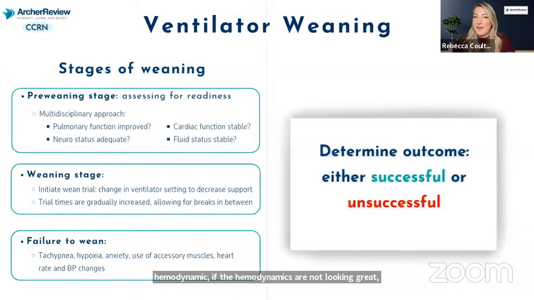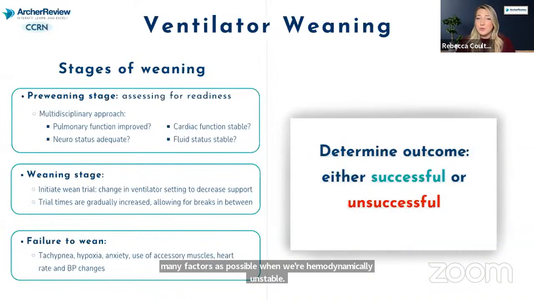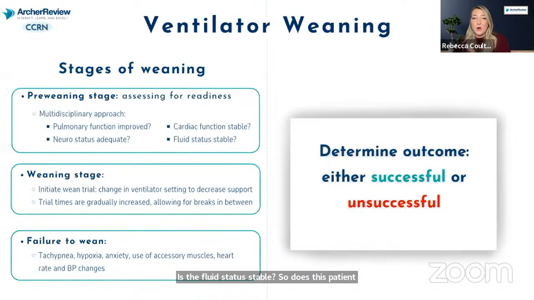We want to control as many factors as possible when we're hemodynamically unstable. Is the fluid status stable? So does this patient still have a lot of fluid on their lungs that's going to make breathing on their own very difficult? Do we need to do another day of diuretics and get fluid off their lungs before we pull this tube? So we're assessing all of that before we even decide whether we're going to wean this patient.